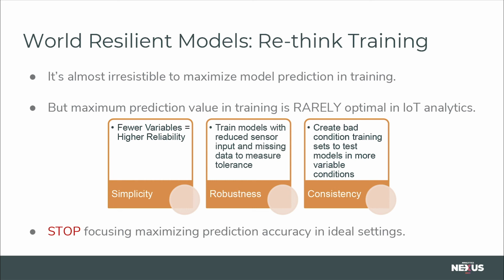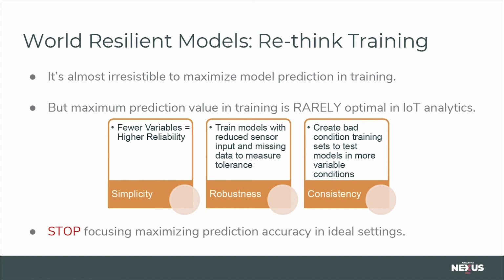So some things to really, really focus on from an IoT training perspective: simplicity. Boy, don't just throw variables in that give you very small incremental gains in prediction accuracy. They will bite you when you deploy these models in the real world. The fewer the variables, the higher reliability you'll have in the model, the less dependency you have, the more your models are going to hold up in the real world when you deploy them.